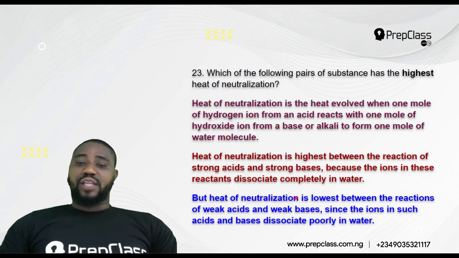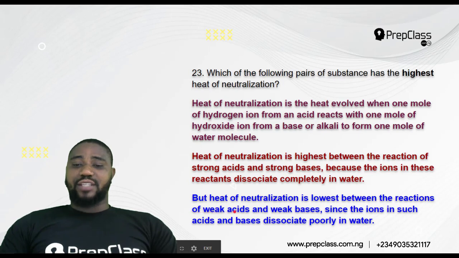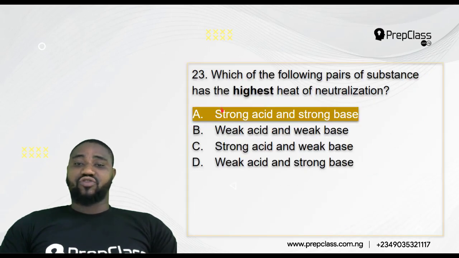But heat of neutralization is lowest between reactions of weak acid and weak bases, since the ions in such acids and bases dissociate poorly in water. Weak acid and weak bases have low concentration of the ions. So weak acid has low concentration of hydrogen ions, and weak bases usually have low concentration of hydroxide ions. So because of that, they will produce much less heat of neutralization as compared to strong acid and strong base. So the pair of substances that will have the highest heat of neutralization will be strong acid and strong base. So the answer is strong acid and strong base. A is the correct option.